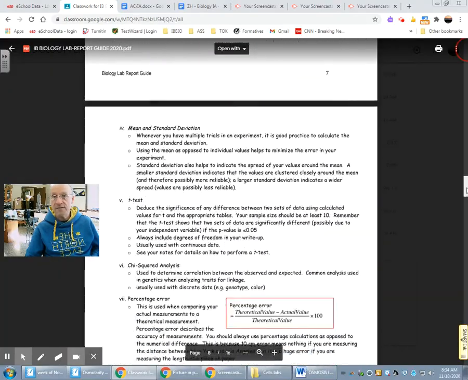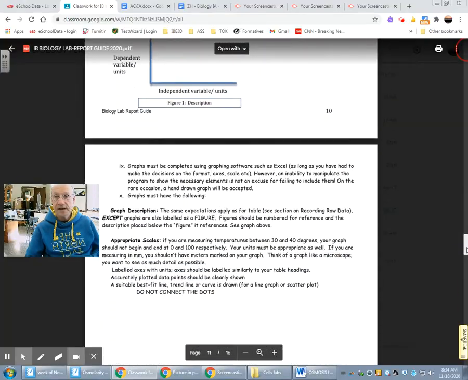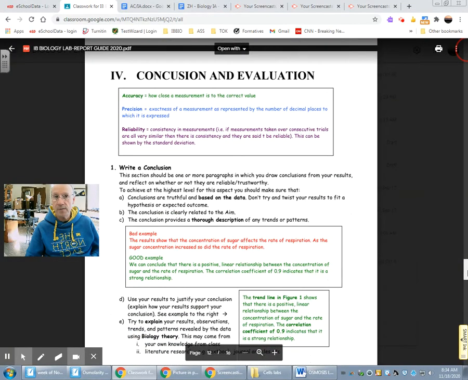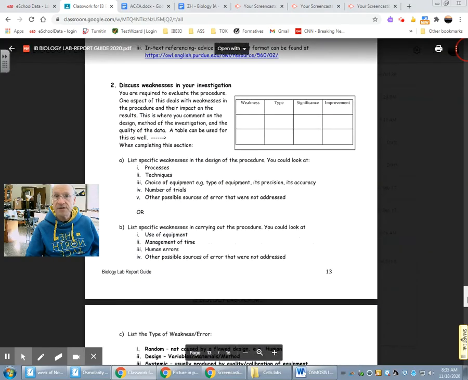Let's go all the way down to the conclusion section. It gives you a lot of data here on how to do things. Use it. So the conclude and evaluate: you have your section on writing a conclusion, use it, and then section 2.